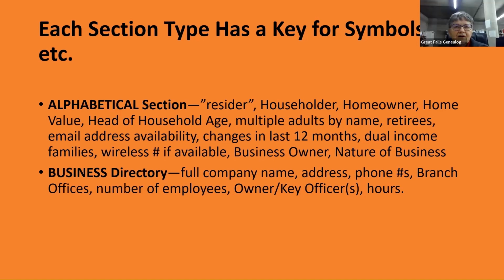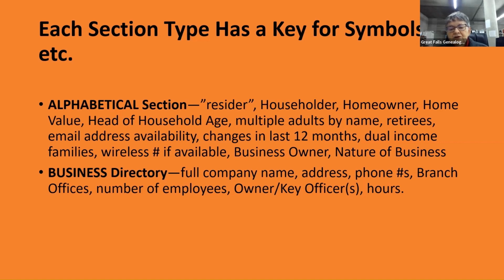Remember, in the old city directories, you could find out who was living in the house, and R was for a resident. Well, now they have residers or householders or homeowners or householder homeowners with symbols. You can tell right in the listing. You can tell the home value, the head of household age, the number of adults by name at that address, who's a retiree, email address availability. Any changes made to that listing in the last 12 months will be indicated by a little check mark.